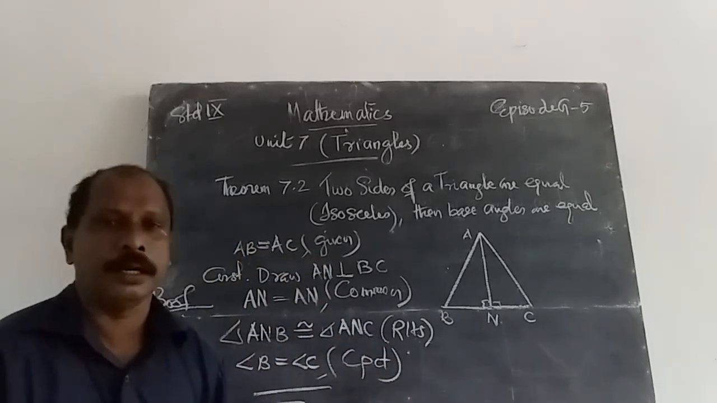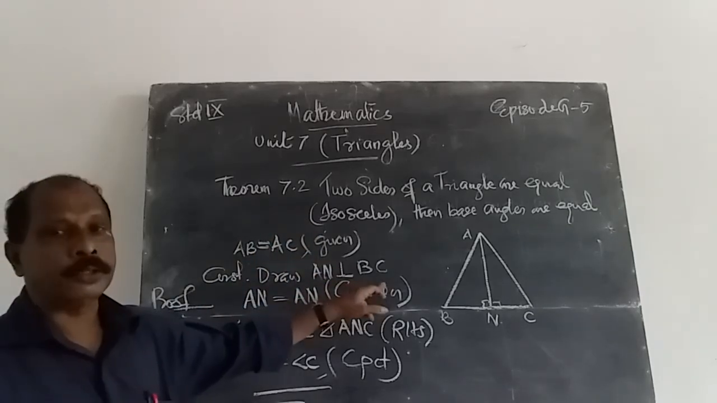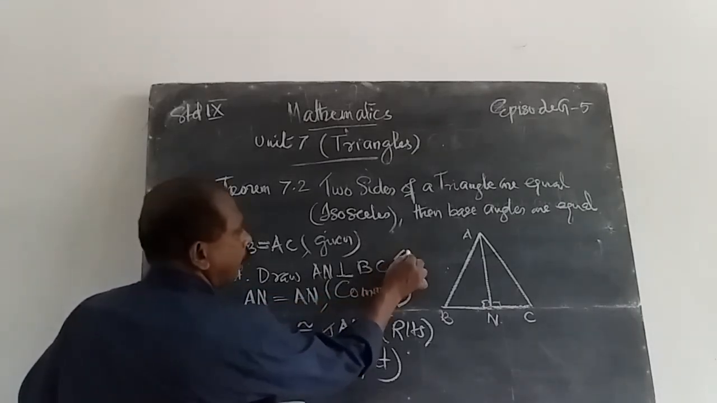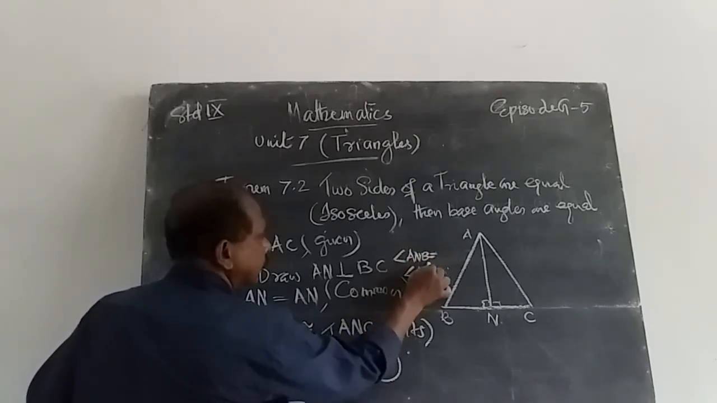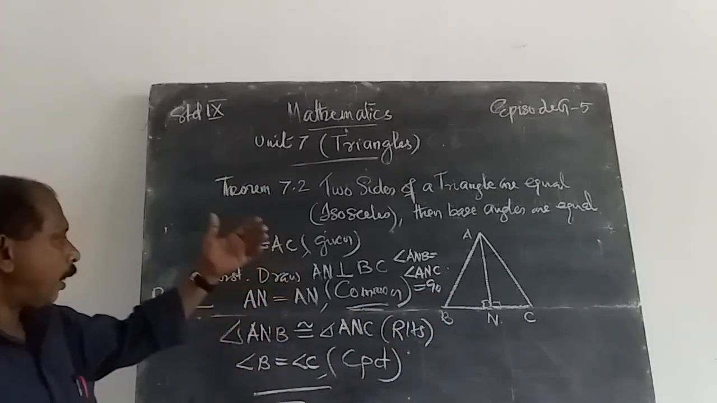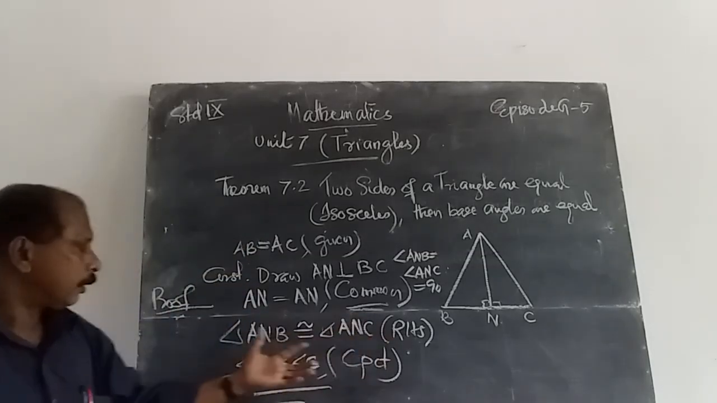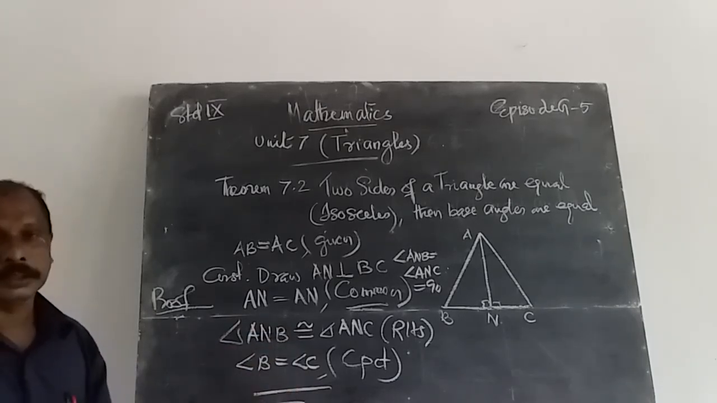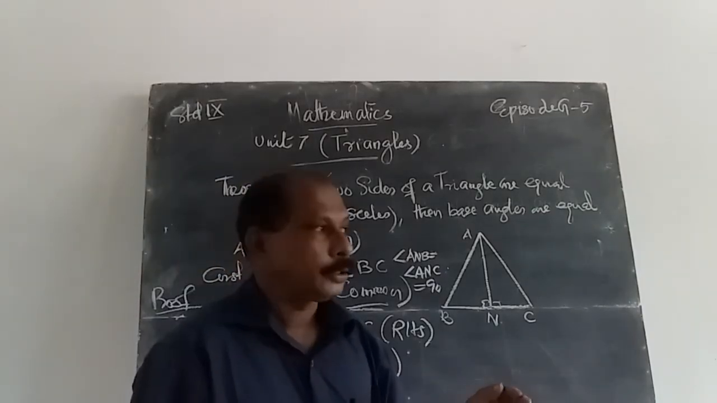That means ABC is a triangle. Given that AB is equal to AC. What is the construction? Draw AN perpendicular to BC. Therefore, AN is equal to AN, common. And also we know that angle ANB is equal to angle ANC is equal to 90 degrees. That is the construction. Therefore, they are right angle triangles and the hypotenuse and one side are equal. Therefore, using RHS, these two triangles are congruent. Therefore, base angles are equal. That is angle B is equal to angle C. CPCT means corresponding parts of congruent triangles. Okay, this is theorem 7.2.